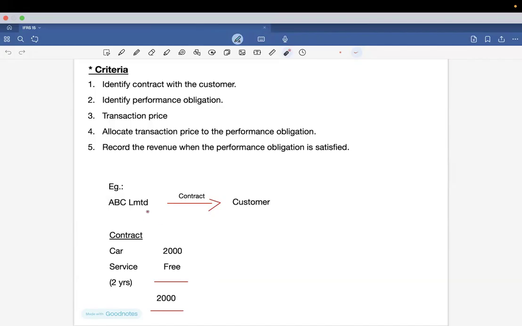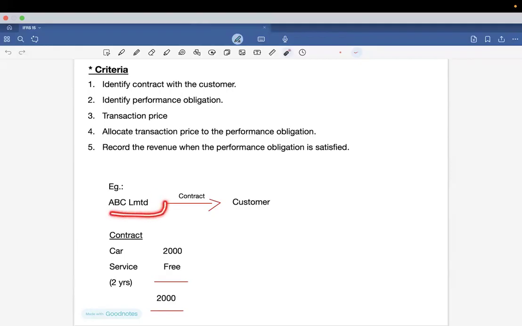So, example: ABC Limited. The IFRS 15 video that I posted on my YouTube channel is three or four years old, I think. So I'm likely going to publish this online for others as well.